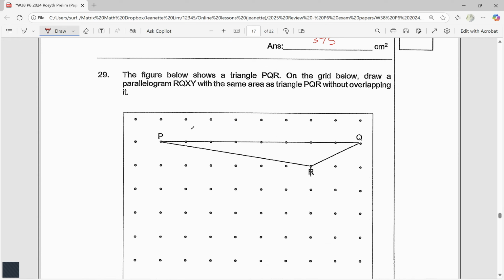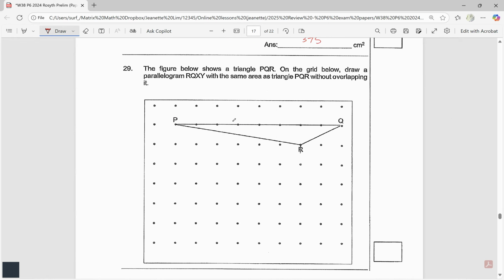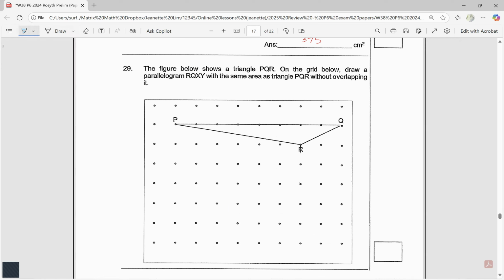Question 29. Okay, we have a triangle PQR. On the grid below, draw a parallelogram RQXY with the same area as PQR without overlapping it. So the repeating points would be RQ, which is already done. Now, we need to draw a parallelogram, find where X and Y are. The area of the parallelogram has to be the same as the triangle.